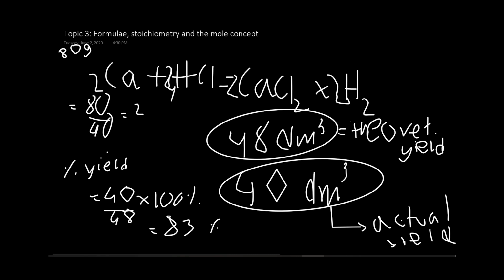You only receive 83% of the amount you were supposed to receive theoretically. So percentage yield is nothing but a comparison between the amount you receive and the amount you are supposed to receive. So that's it. We're done with percentage yield. The percentage yield will not be the same for calcium chloride, though. It might be quite different.